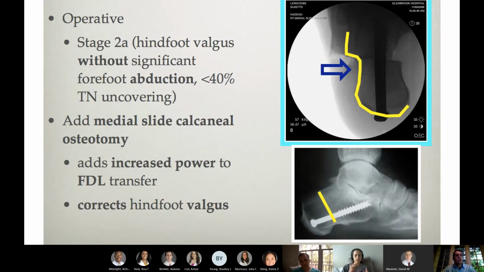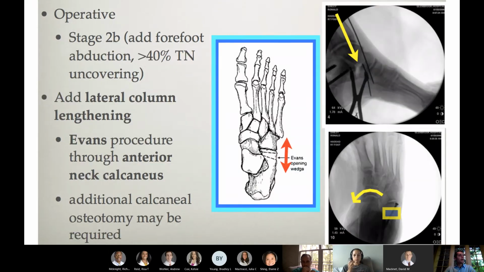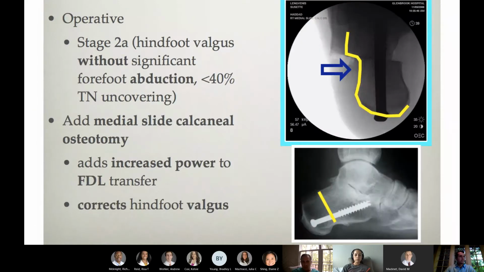This is thought to decrease the pressure once you're functionally recovered on the transferred tendon, the FDL tendon that you transferred to take the place of the posterior tibialis tendon. It also increases the power of your FDL transfer. And it also moves the Achilles tendon over. So as the Achilles tendon is a deforming force for valgus, it then moves it over so it is no longer doing that.